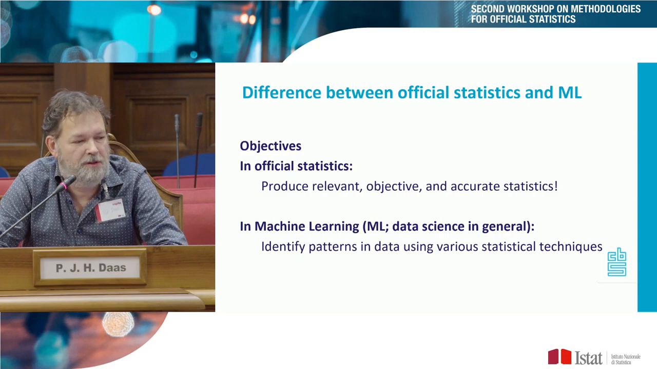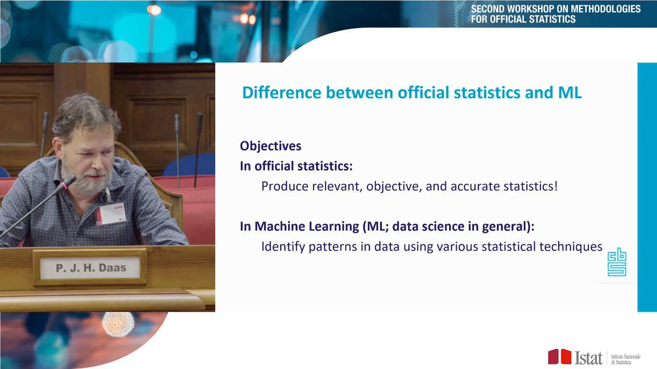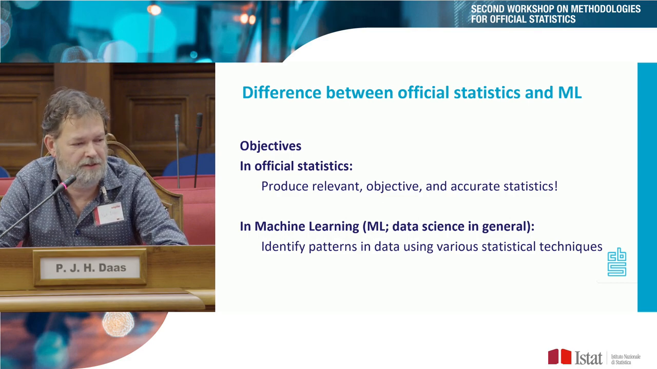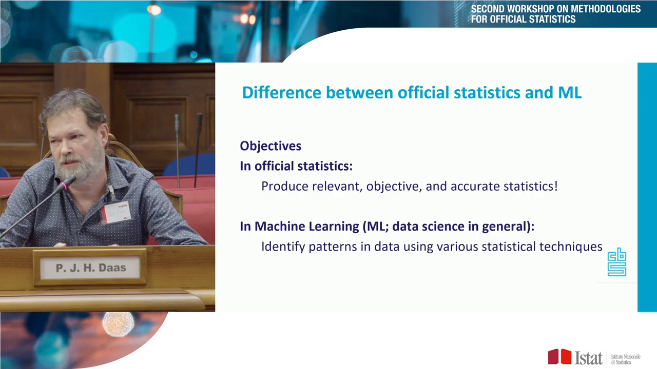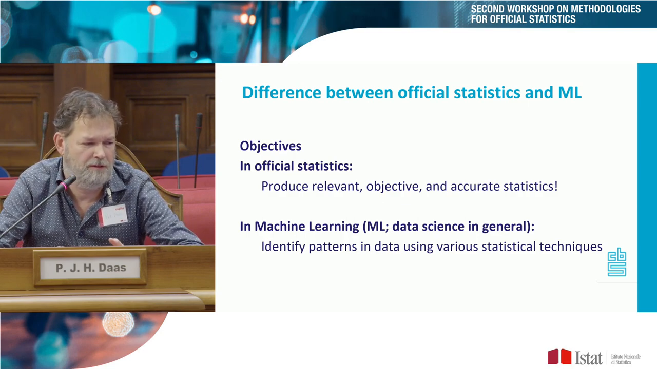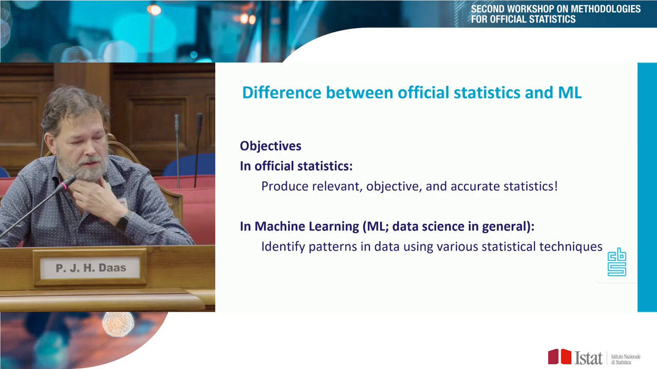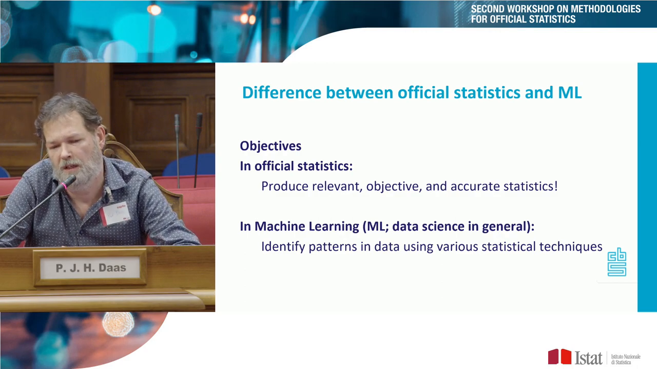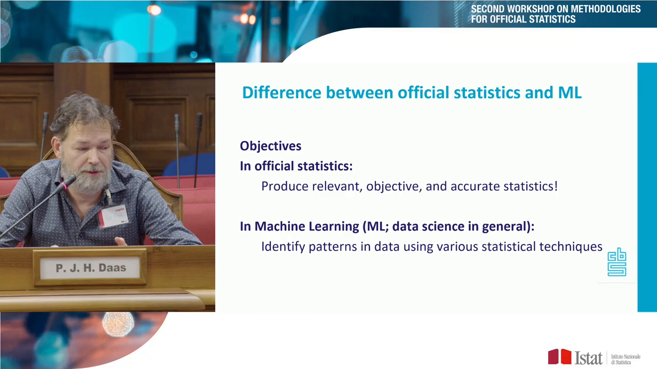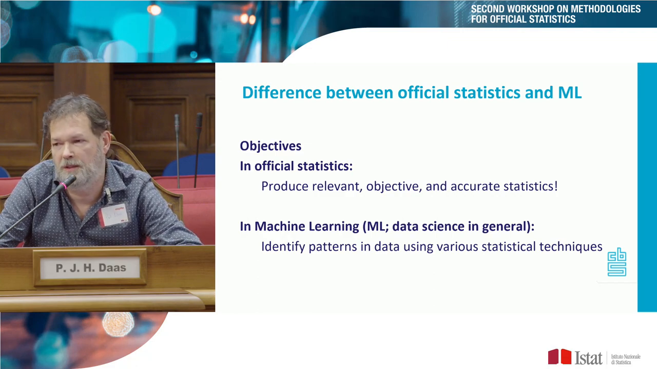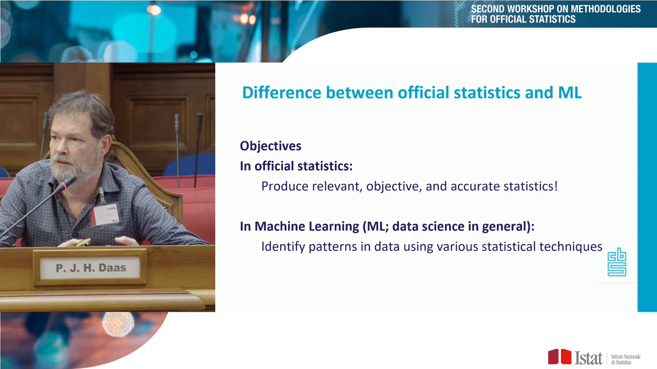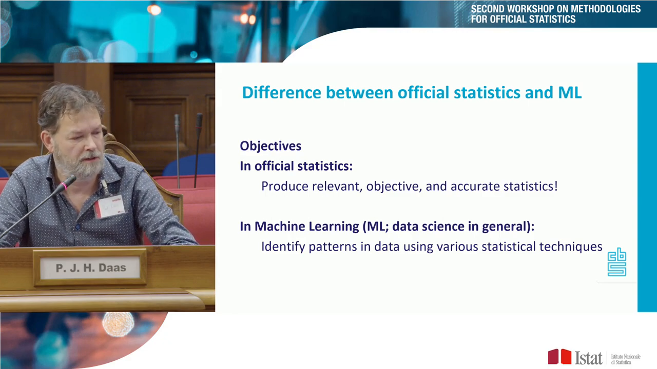There's an important difference between official statistics and machine learning. In official statistics, we want to produce relevant, objective, and accurate statistics. And in principle, machine learning, I would say data science in general, is about trying to identify patterns in data using various statistical techniques. That's an important contribution to official statistics, and especially if you look at how our group uses machine learning, it's about extracting information from text and from images. That's the interesting part of using machine learning.